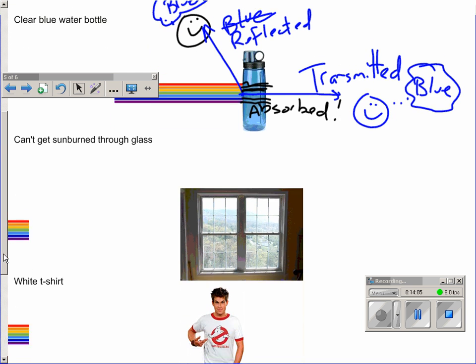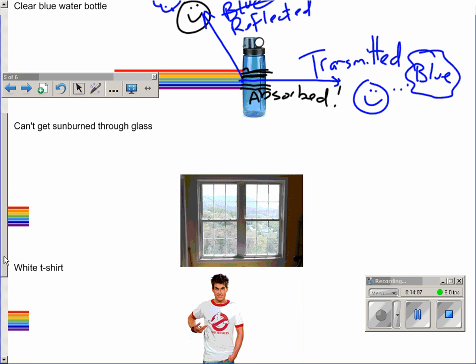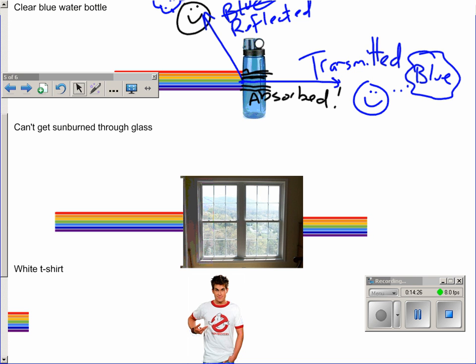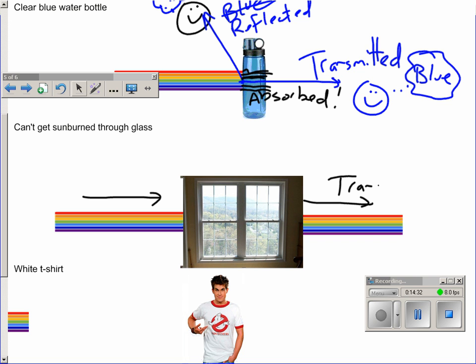Now, interesting side note, you can't get sunburned if you're indoors. If you're behind glass, you can't get sunburned. All right, and the reason for that is this. Glass, regular old clear glass, is transparent, right? So what that means is that any color that goes in also comes out, right? So your light is going this way, all of this gets transmitted, so any color that came in through the window is also going to go out through the window, right?